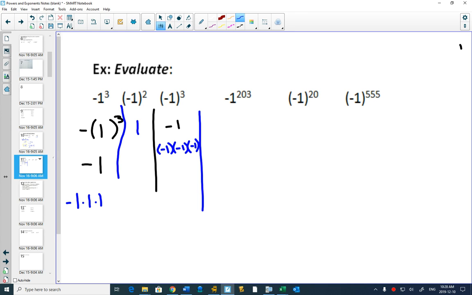The fourth one, there's no brackets, so the negative stays outside. The first thing we have to do is 1 to the exponent of 203. Okay? I could act this out.